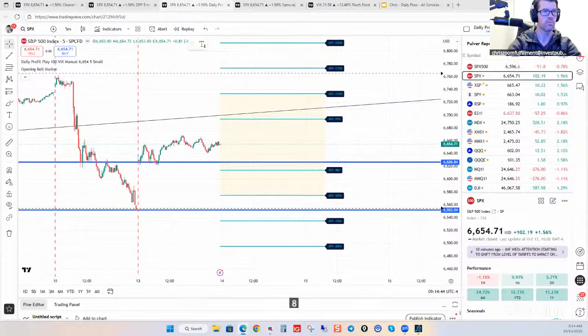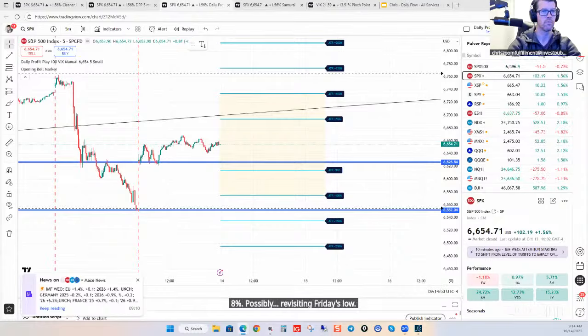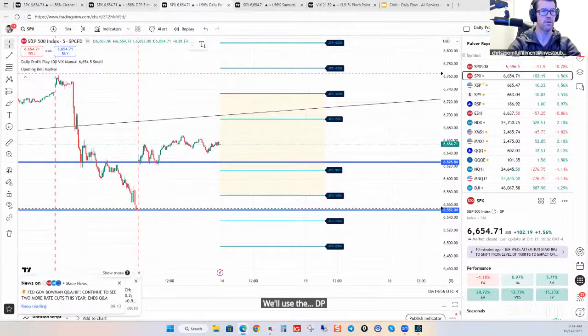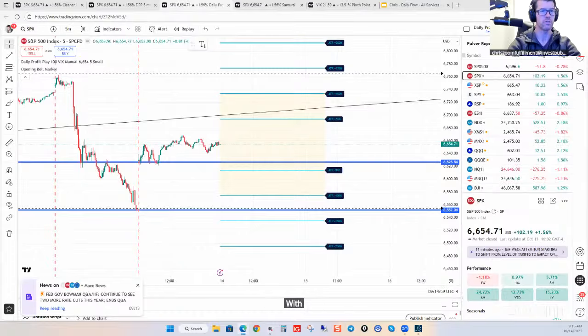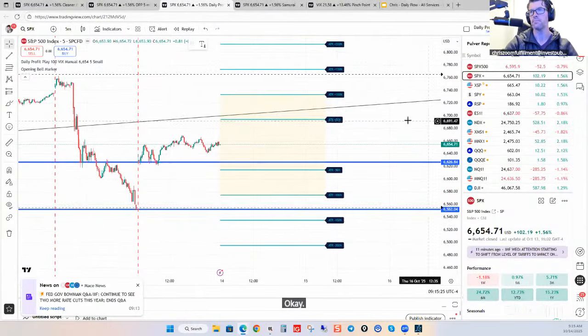Possibly revisiting Friday's low. We'll use the DPP indicator with Tuesday's open for reference and see where price plays out. So we'll come back to that.